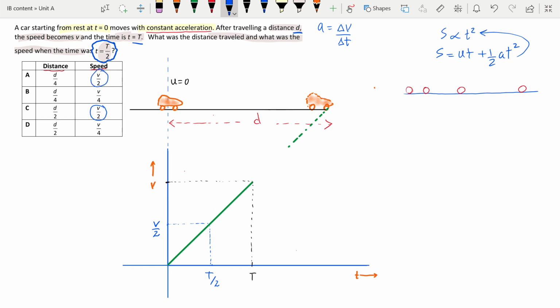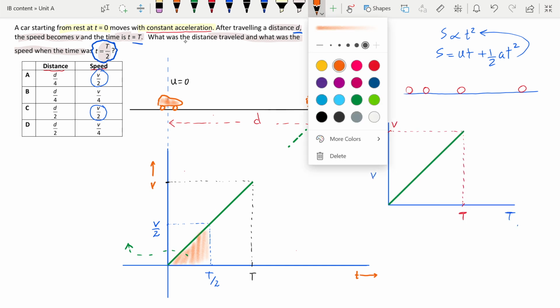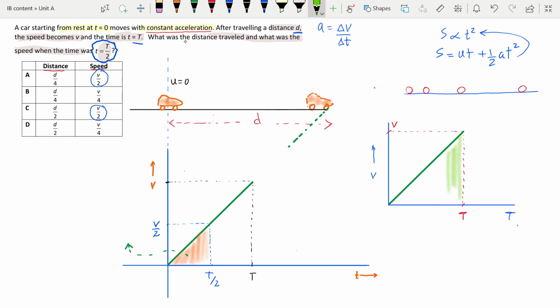Now what will be the distance covered? You know very well that the area under the graph is equal to the displacement covered if this is a velocity time graph. So let's calculate the area under the graph. What was the total displacement? For the total displacement, you can find the total area under the graph. I hope you understand. If you find this total area, like this complete area under this line, that will give you d. So 1 over 2 into v into t must be equal to d according to the question.